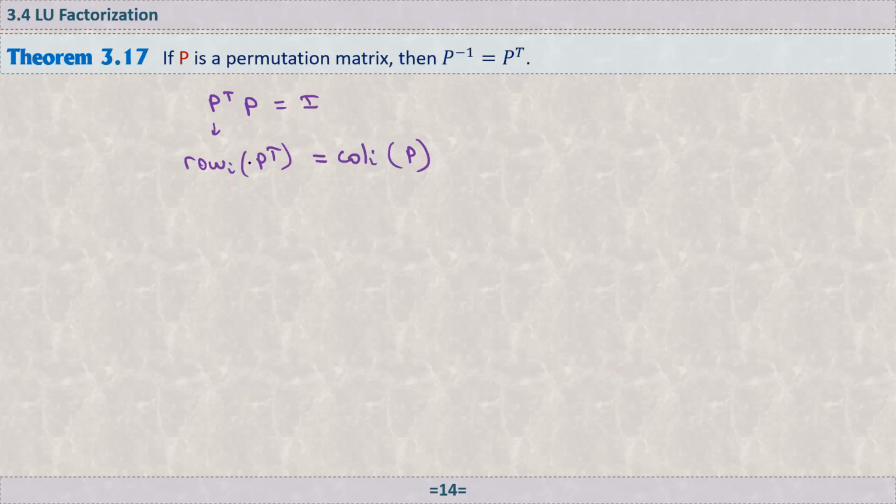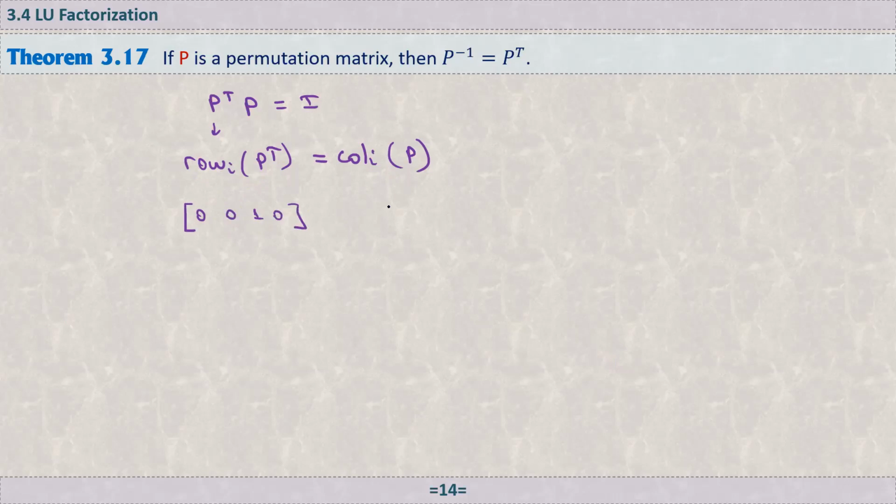That means that, for example, if you write row i of P transpose, let's say the jth entry is equal to 1, and also for column i of P the jth entry is equal to 1. Let's say we are talking about a 4 by 4 matrix, and row i of P transpose is something like this: 0, 0, 1, 0.